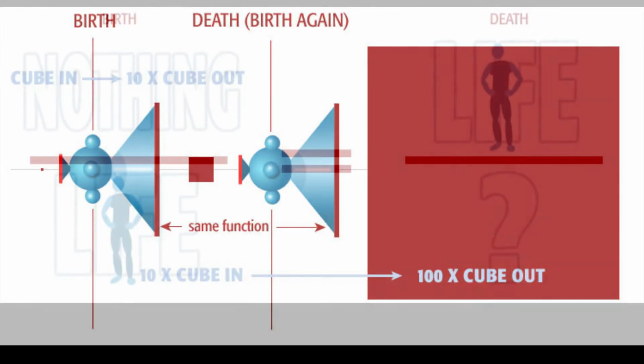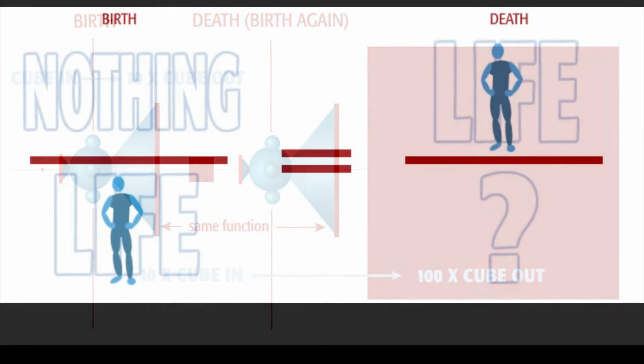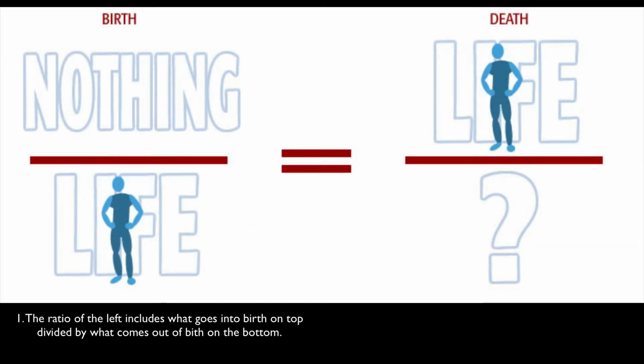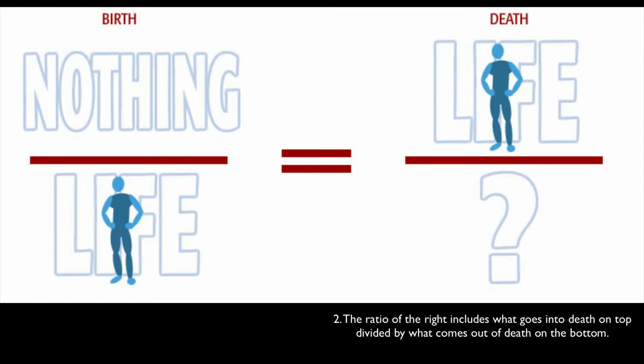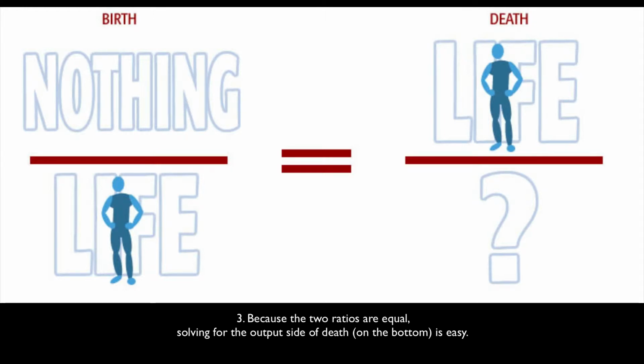To further define that ratio, look at this equation here. The equation is set up as follows. 1. The ratio on the left includes what goes into birth on top divided by what comes out of birth on the bottom. 2. The ratio on the right includes what goes into death on top divided by what comes out on the bottom. 3. Because the two ratios are equal, solving for the output side of death on the bottom is easy.